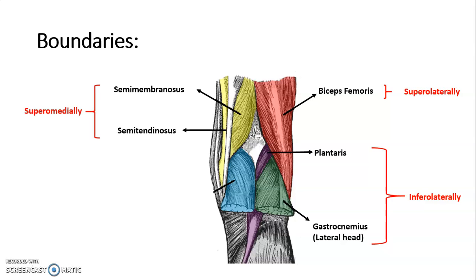Then supramedially we have two muscles, semimembranosus, semitendinosus. These are also the hamstring muscles. Then inframedially we have gastrocnemius, medial head. So all these muscles form the boundaries of the popliteal fossa and enclose a shallow diamond-shaped depression, which is the popliteal fossa.